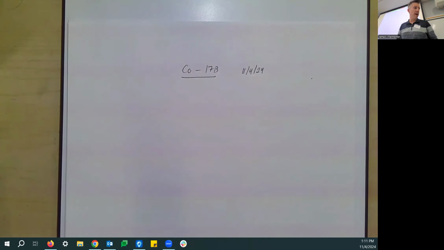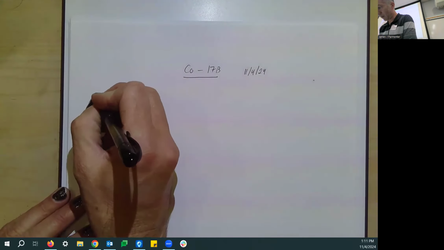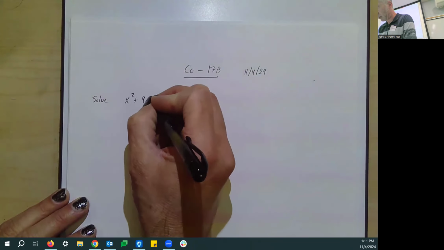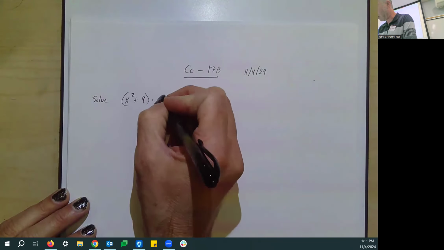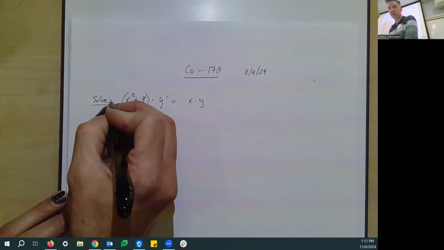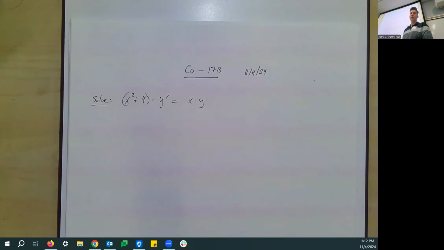So before we start doing that, let's do a couple other differential equations. Let's look at something like we want to solve x squared plus 4 times y prime equals x times y. And when we get to solving differential equations, there are two things you should ask yourself when you're solving a differential equation.